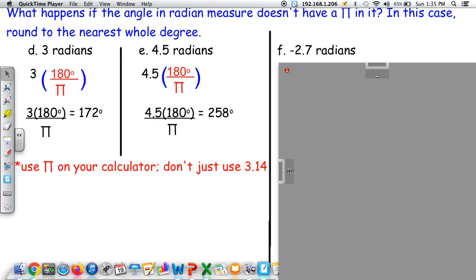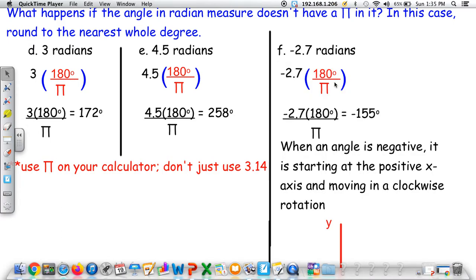negative 2.7 radians. Now you're looking at the negative, right? But that's okay. We do it the same way. So I do negative 2.7 times 180 degrees divided by pi. Same thing as I did before. And I get negative 155 degrees.